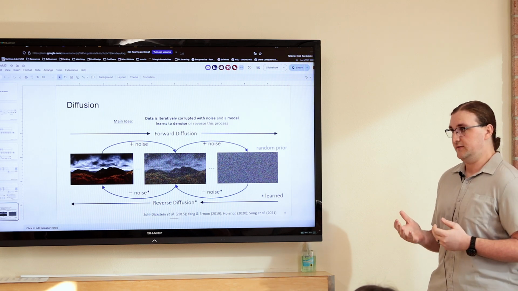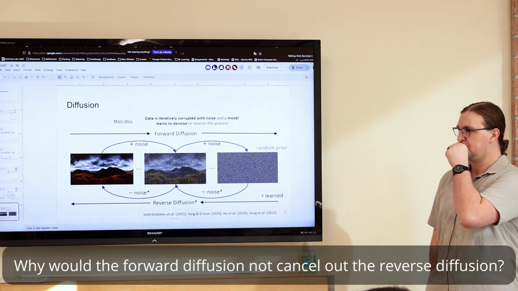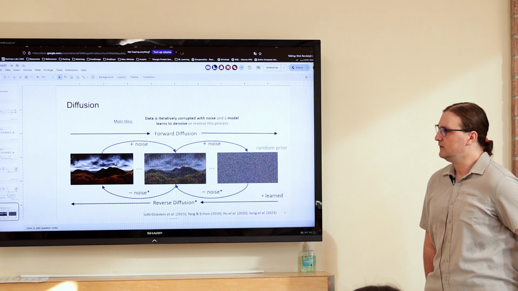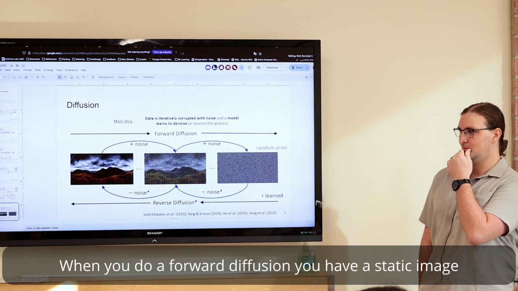Any questions on diffusion? So there might be a naive question. Why would the forward diffusion not cancel out the reverse diffusion? Cancel out? I mean, like when you do a forward diffusion, you have a static image.